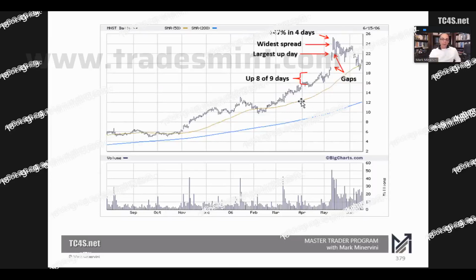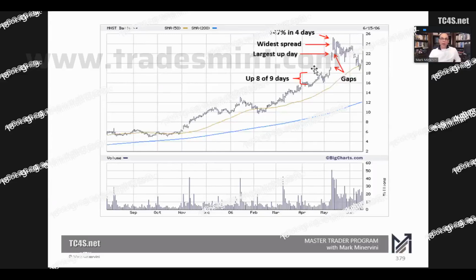After it's up 70%, I look at 2-3 weeks of trading, and I look for when 70% of the days are up versus down. That could be 8 out of 12 days up. In this case, it's 8 out of 9 days up, and you start extending here, and now you get gaps, largest up day, widest spread, and it's up 47% in just 4 days. This is getting very climactic.